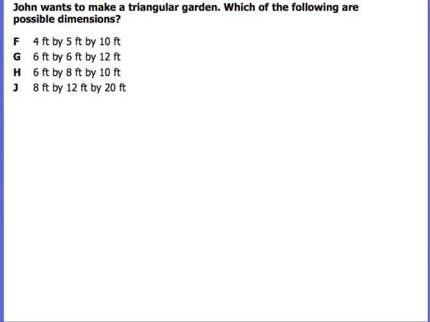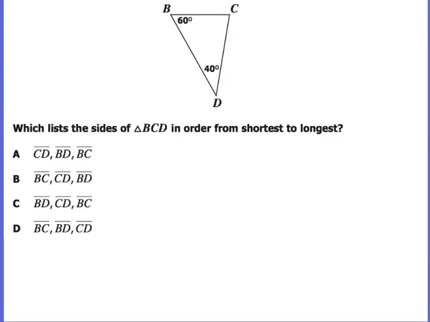John wants to make a triangular garden. Which of the following are possible dimensions? Remember, you want to add up the two smallest and see if they're greater than the third. So 4 plus 5 is 9, not greater than 10, so that doesn't work. 6 plus 6 is 12. 12 is not greater than 12, so that does not work. 6 plus 8 is 14, and 14 is greater than 10, so that does work. Let's go ahead and check the last one just to make sure. 8 plus 12 is 20, and 20 is not greater than 20.